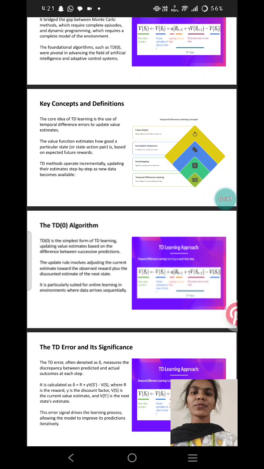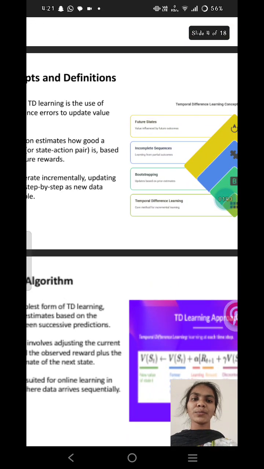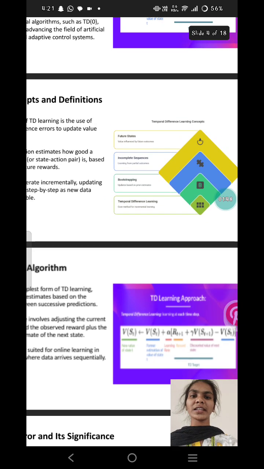Key concepts and definitions of temporal difference learning. The core idea of temporal difference learning is the use of temporal difference errors for updating the value estimates. The value function estimates how good a particular state or state-action pair is based on the expected future rewards. Temporal difference methods operate incrementally, updating their estimates step by step as new data becomes available. Future states, incomplete sequences, bootstrapping. Here the image shows the learning concepts of temporal difference learning step by step.